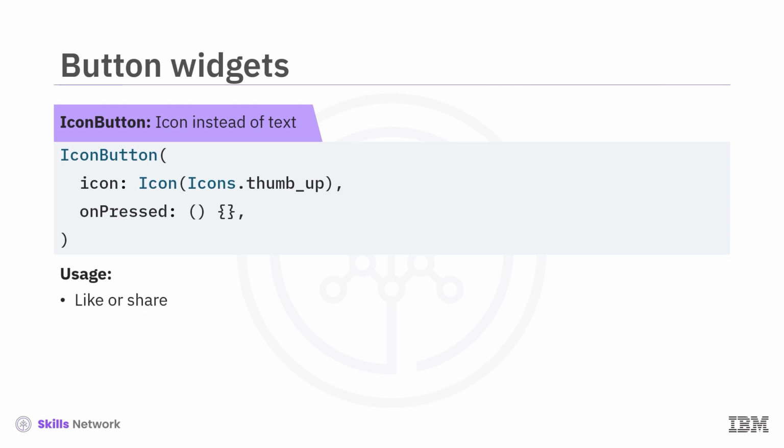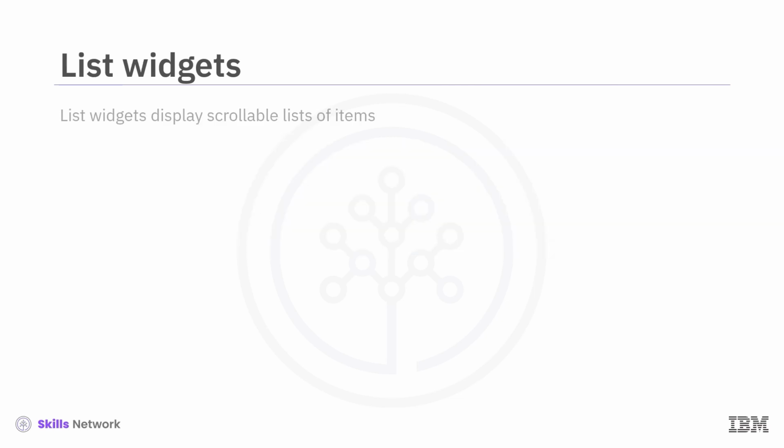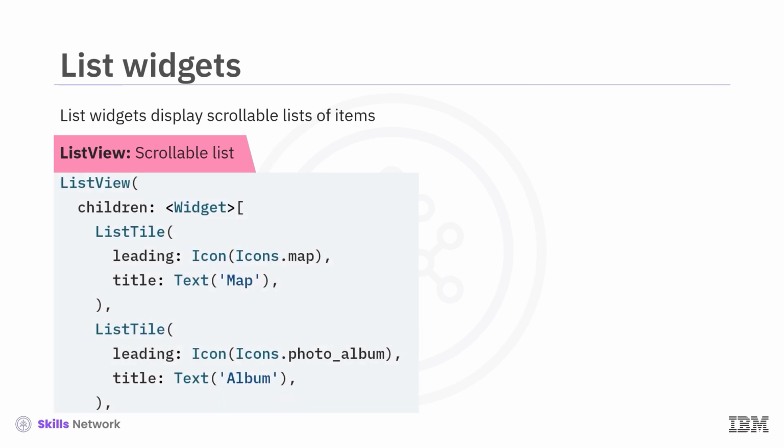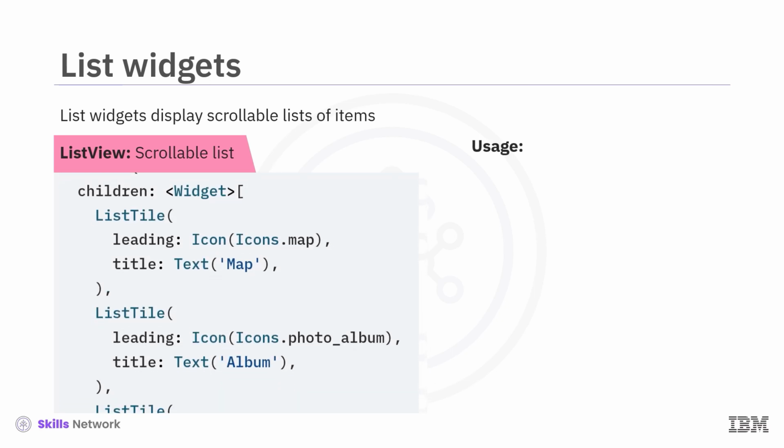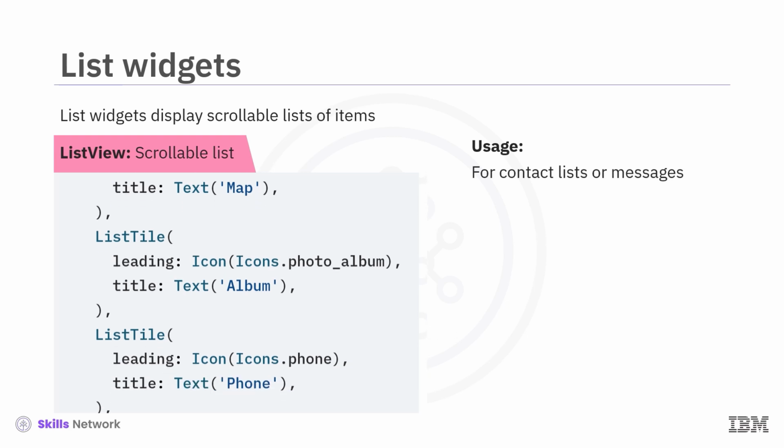Finally, let's discuss list widgets. List widgets are used to display scrollable lists of items. As a list view, it displays a scrollable list of widgets, used when you need to display a list of items that users can scroll through, like contacts or messages.